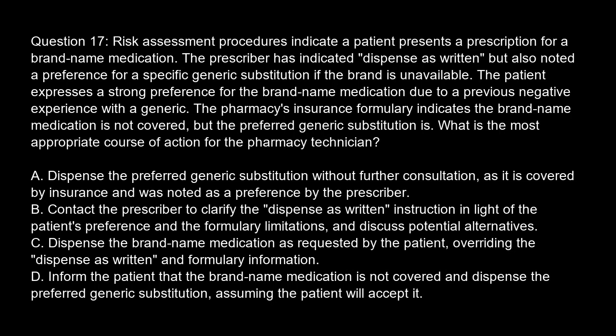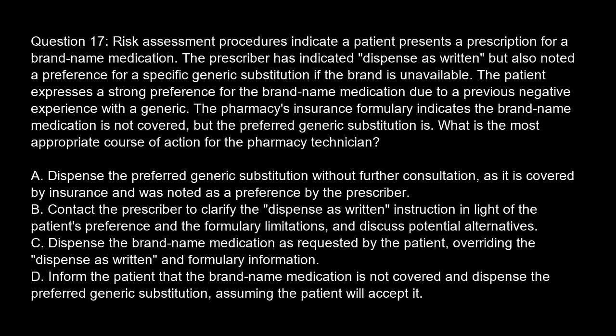Question 17. Risk assessment procedures indicate a patient presents a prescription for a brand name medication. The prescriber has indicated dispense as written, but also noted a preference for a specific generic substitution if the brand is unavailable. The patient expresses a strong preference for the brand name medication due to a previous negative experience with a generic. The pharmacy's insurance formulary indicates the brand name medication is not covered, but the preferred generic substitution is. What is the most appropriate course of action for the pharmacy technician?